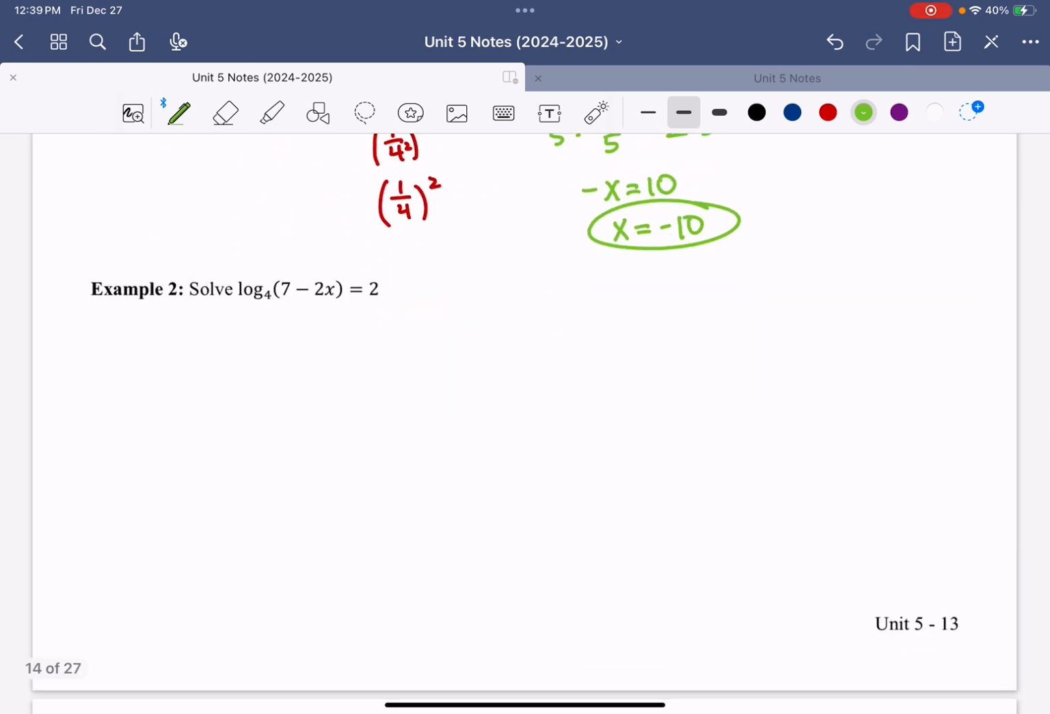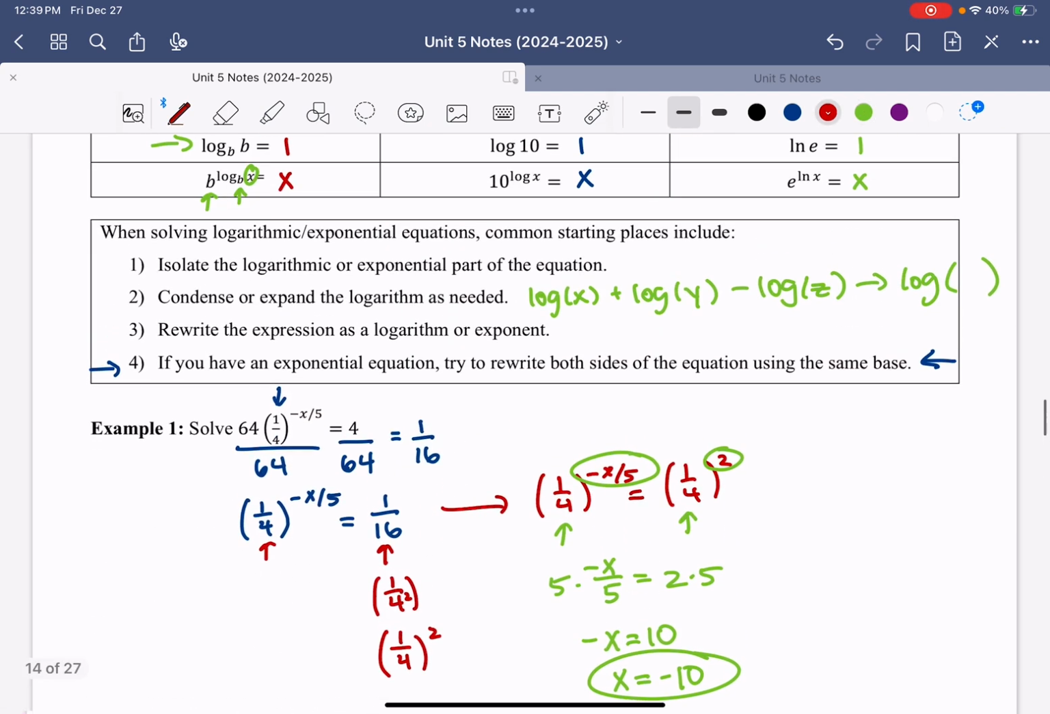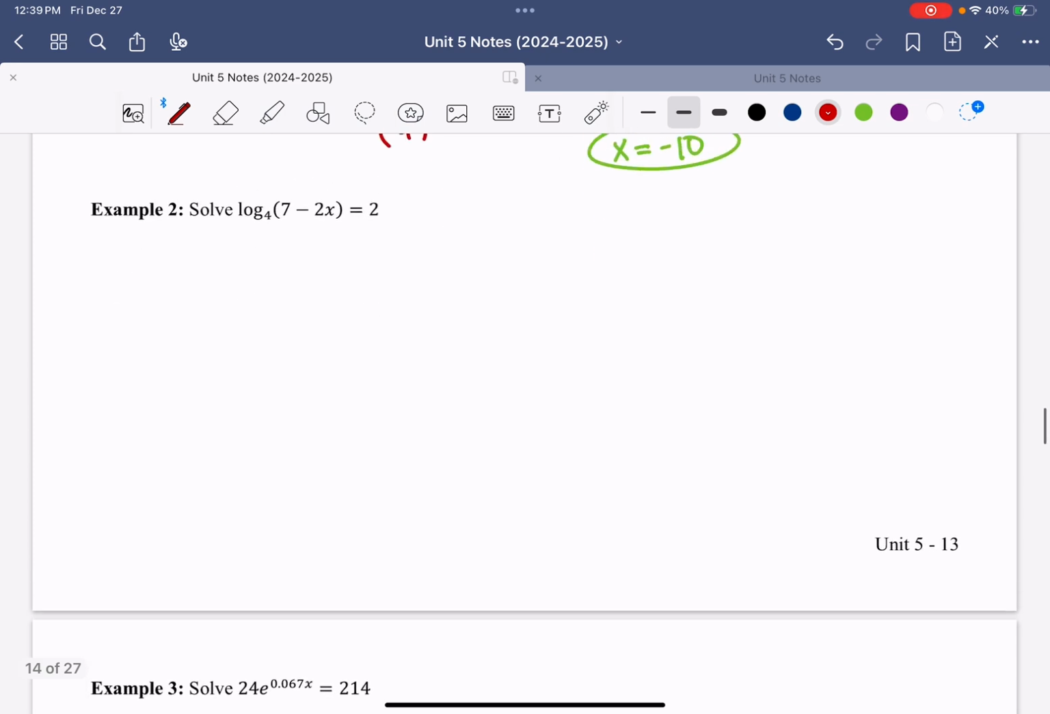All right, example 2. This is going to give us a logarithm equation. We're going to solve log base 4 of (7 minus 2x) equal to 2. For this method, we're going to try to rewrite this as an exponential. We have a logarithm, and it's going to be easier to solve if we convert it into its exponential form. I'll write that down.